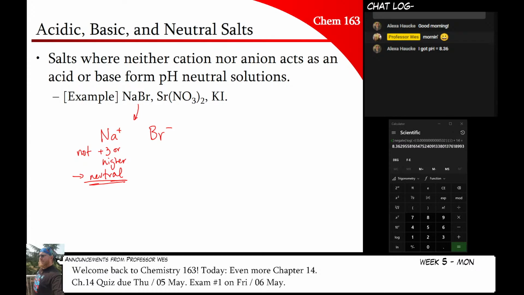I almost said +3 or harder because I'm thinking of Dungeons and Dragons whenever I say this. Oh, it's sodium +3, which never happens, but.